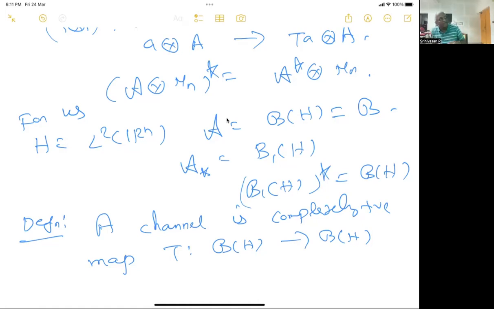If you have a map from B of H to B of H, it will induce a map on the dual, of course. We don't need to consider that; let us consider maps from B1H to B1H, trace preserving, for the time being. Then T star can be defined from B of H to B of H.